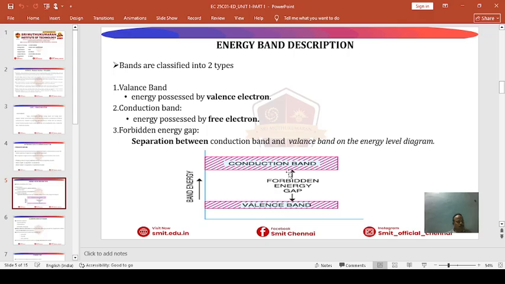Next, we are going to see about the energy band structure. There are basically two types of energy bands. One is called the valence band, the other is called the conduction band. There is a gap that exists between the valence band and the conduction band, which is called the forbidden gap. The forbidden gap is nothing but the gap that exists between these two, which plays the crucial role in determining whether the material is a conductor, a semiconductor or an insulator.